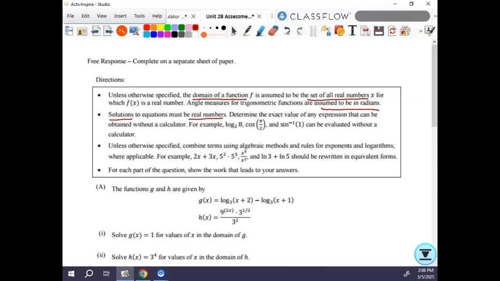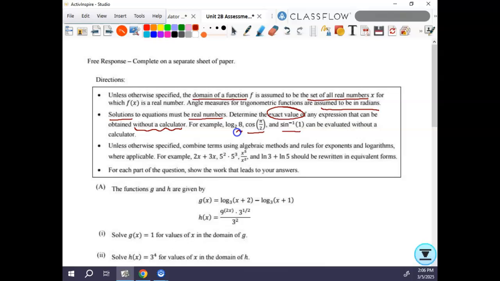And then this is real important here. Determine the exact value of any expression that can be obtained without a calculator. So this is a non-calculator section. And we're not going to worry about the cosine and sine inverse just yet because we'll talk about that stuff later, because that's not going to be on here.